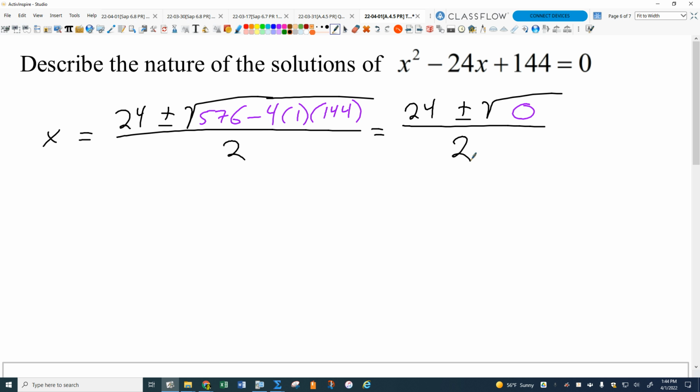Well, what's 24 plus or minus the square root of 0? Well, the square root of 0 is 0, right? So what's 24 plus or minus 0? 24. 24 divided by 2 is, we got one answer, right? So that's different. This time, instead of getting 2 real solutions, we're going to get 1 real solution.